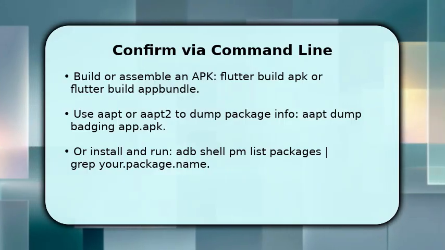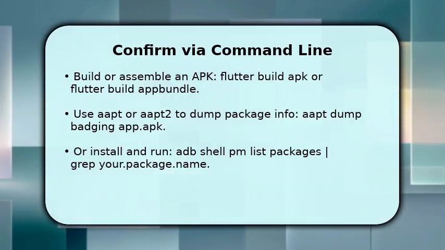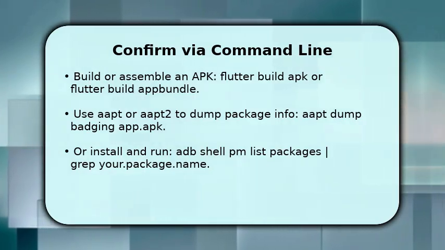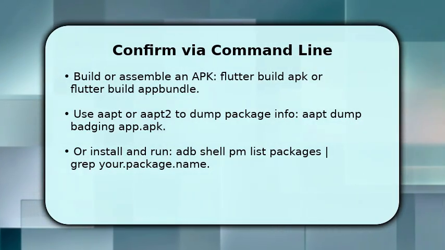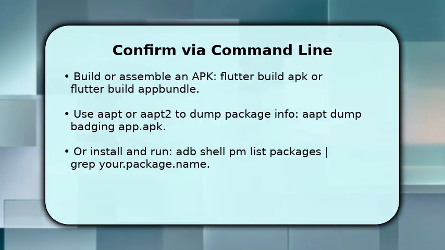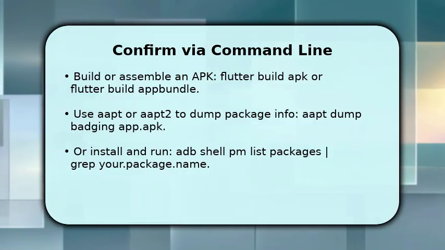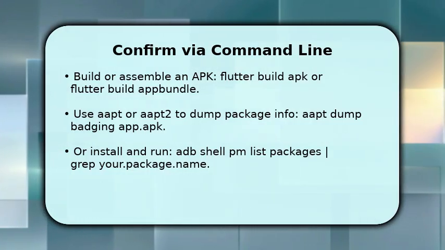Next, confirm the package name from the built artifact and a running device. Build an APK or AAB with flutter build apk or flutter build appbundle so you have an artifact to inspect. Once built, run aapt dump badging app/build/output/app/release/app-release.apk and read the package name line to verify.